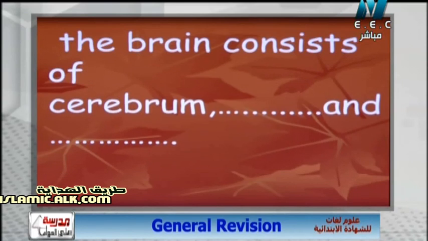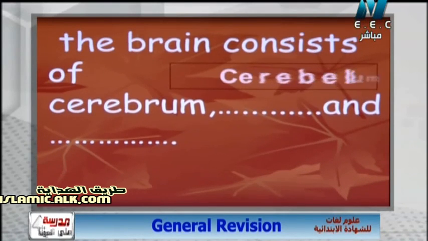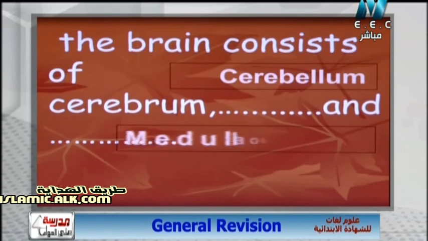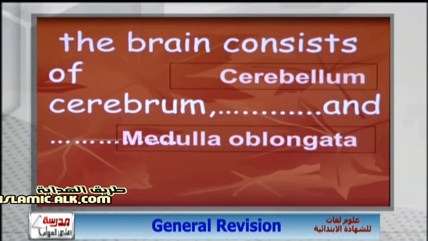Another question. The brain consists of cerebrum, what and what? We know that the brain, as we called it the cerebral system. I really like this name because the cerebrum only is the brain proper. The brain consists of cerebrum, cerebellum, and also medulla oblongata. And we have studied each function of each one of them.